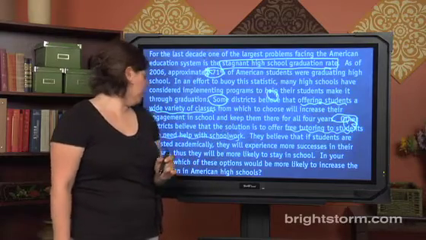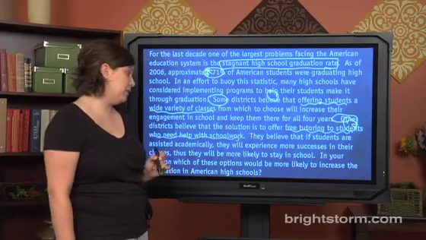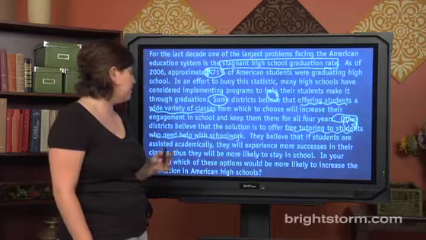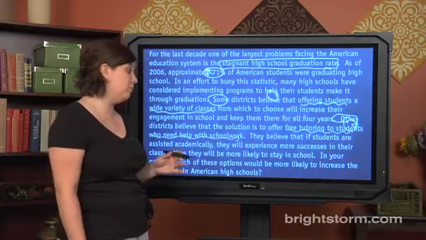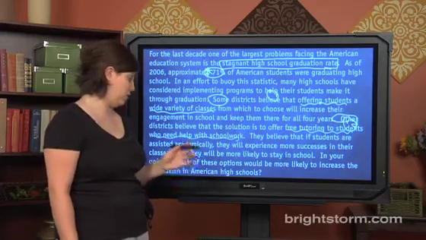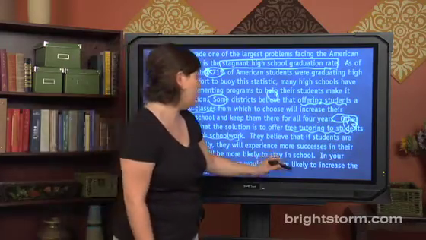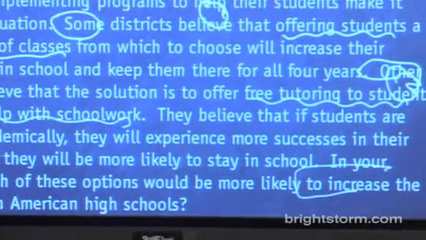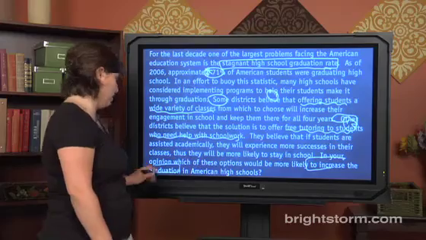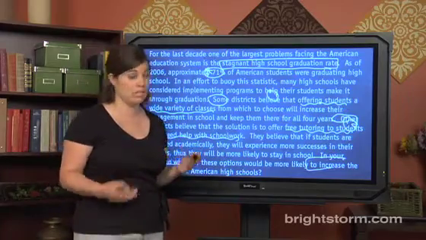It says they believe that if students are assisted academically, they'll experience more success in their classes, thus they will be more likely to stay in school. In your opinion, which of these options would be more likely to increase the graduation rate in American high schools? So I'm going to, again, circle increase the graduation. All right, so which would increase? That's really what I'm looking to prove.